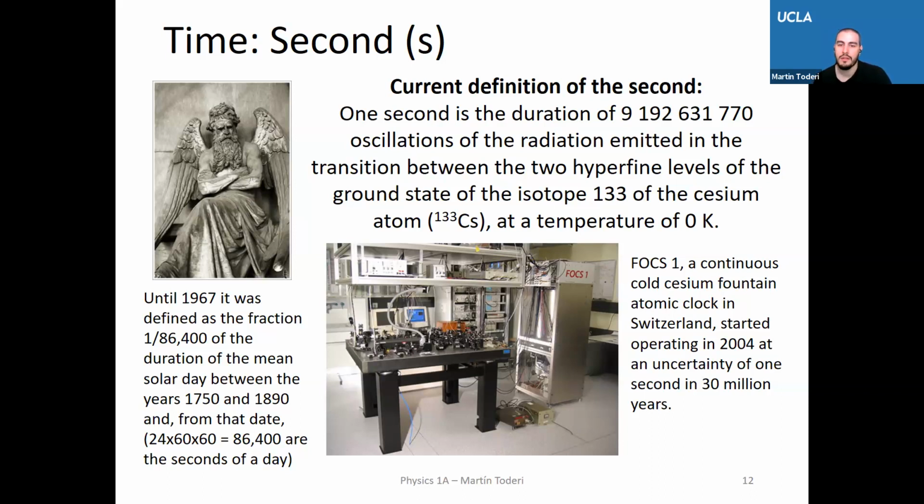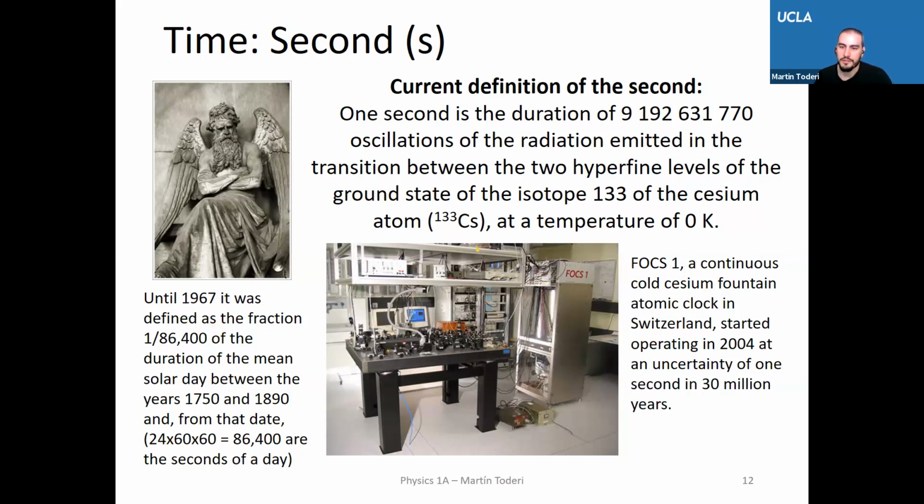But now the second is defined as the duration of basically 9,000 million oscillations of the radiation of the transition between two hyperfine levels of the ground state of the cesium atom. It can look kind of arbitrary, but it's cool to tie these things to natural phenomena that are not changing. That emission of the cesium atom is not changing even if the sun explodes. There's no way that the second could change in the universe.